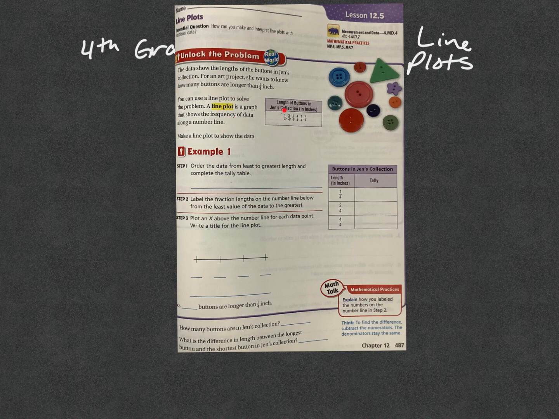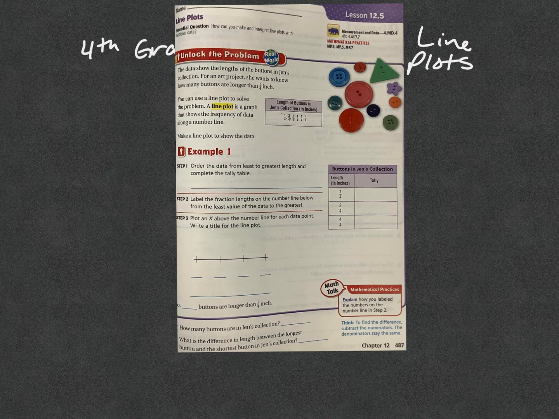So here are the lengths of buttons in Jen's collection in inches. There's a 1/4 inch, a 3/4 inch, a 1/4 inch again, a 4/4 inch. Remember, the same numerator and denominator means 1 full inch. Let's make a line plot to show the data. You order the data from least to greatest length and complete the tally on the table.